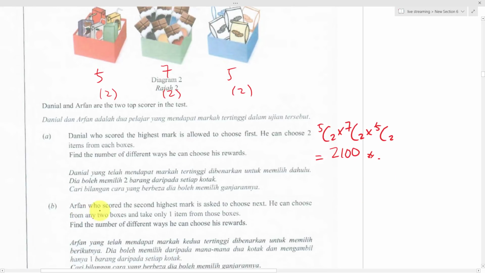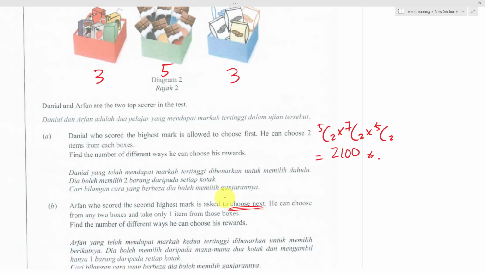Then Afan, who scored the second highest mark, is asked to choose next. Choose next is an important keyword. Choose next means after Daniel has chosen, the drinks here are left with 3, the chocolate will be left with 5, and the milk will be left with 3, because each of the boxes has had 2 taken by Daniel. Okay, he can choose from any of the 2 boxes and take only 1 item from those boxes. That means over the 3 boxes, he will only choose 2.